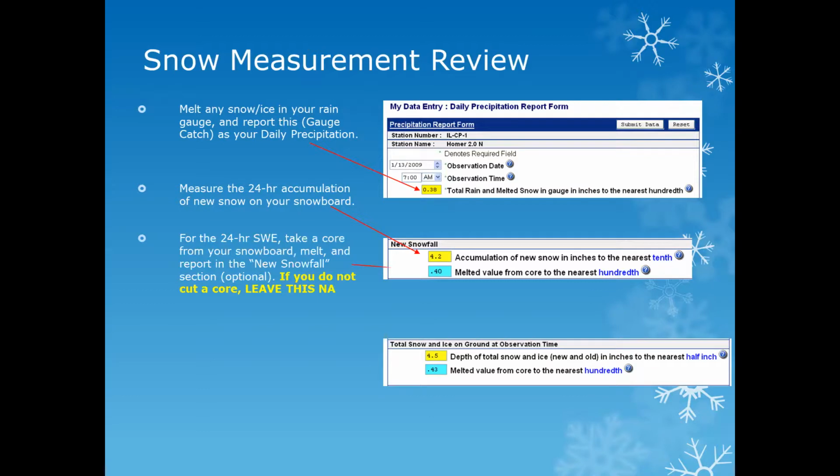And then if you're inclined, and by the way, you don't have to do this, but if it's convenient, we would like you to measure the 24-hour SWE if possible. You take a core, you melt it and report it in the new snowfall section on the report. And if you don't cut a core, leave it as an A. Don't copy your rain gauge amount in there, and also don't enter 0 in there either.